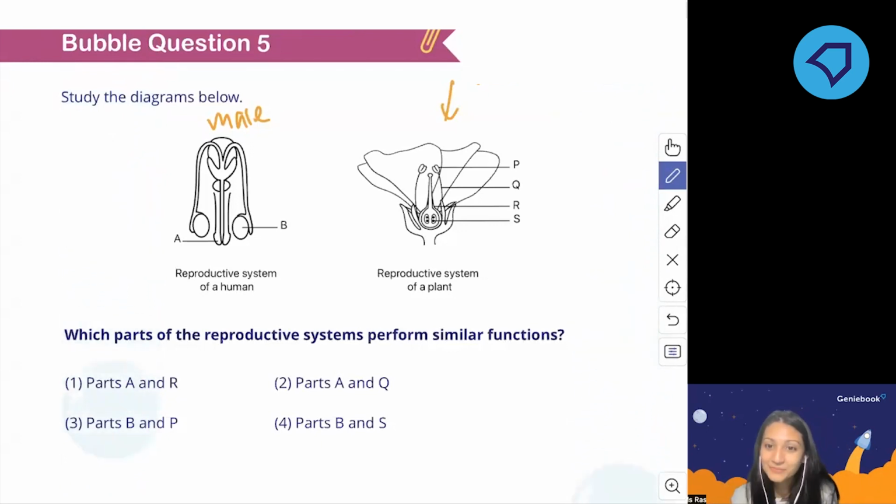A lot of you, very helpful. So you say that it's P and Q, right? That's the only clue I can give you. So now you can forget about R and S, because R and S is the female part.